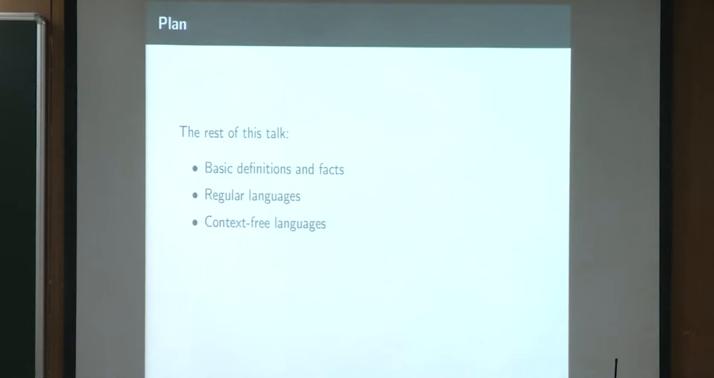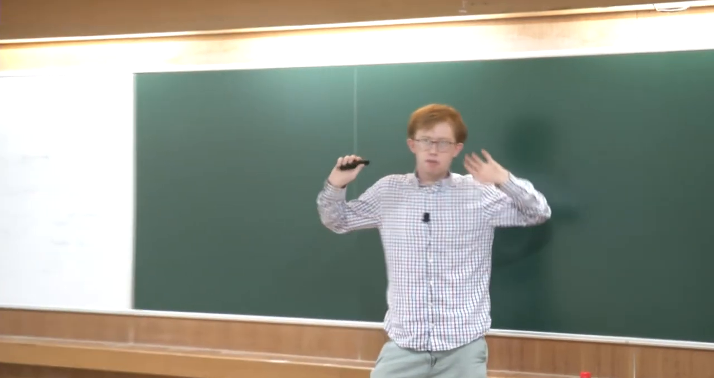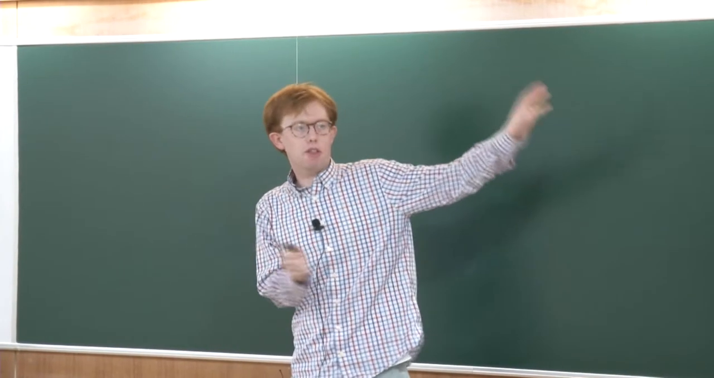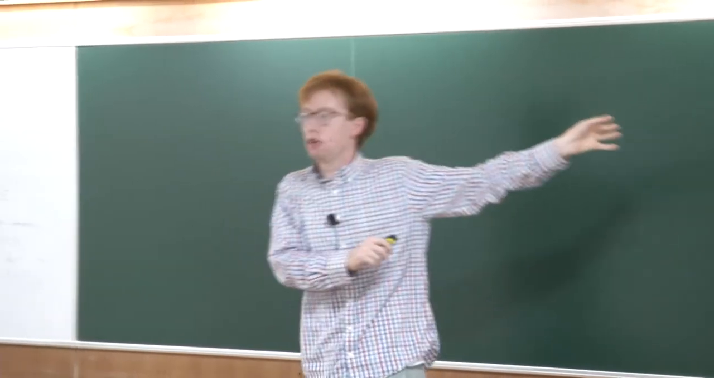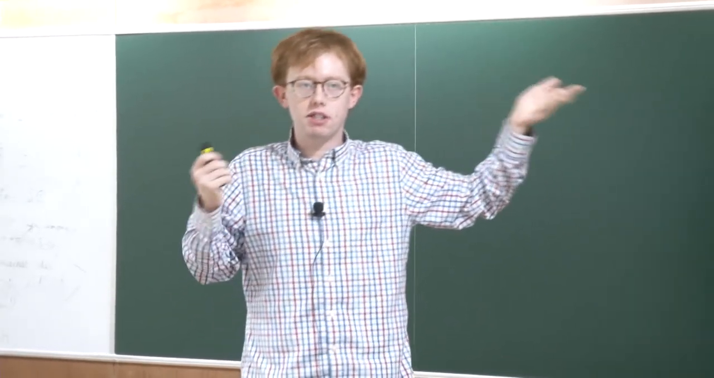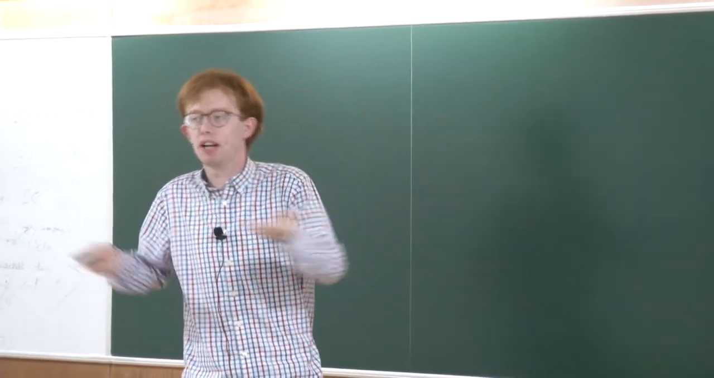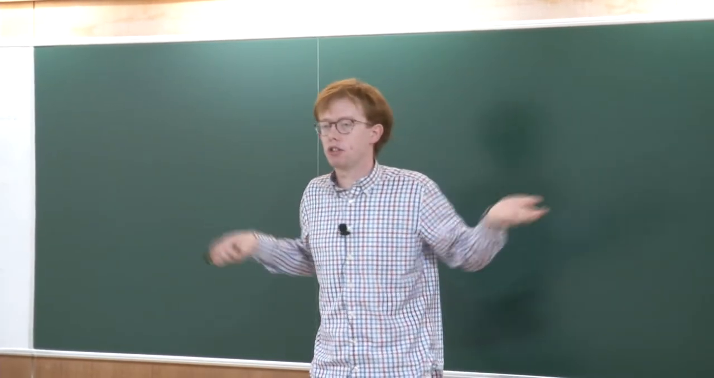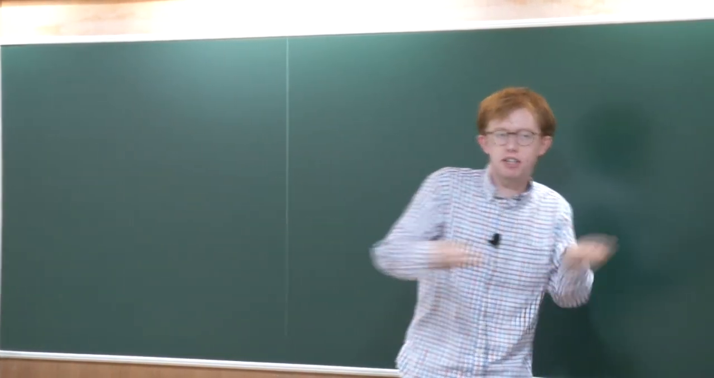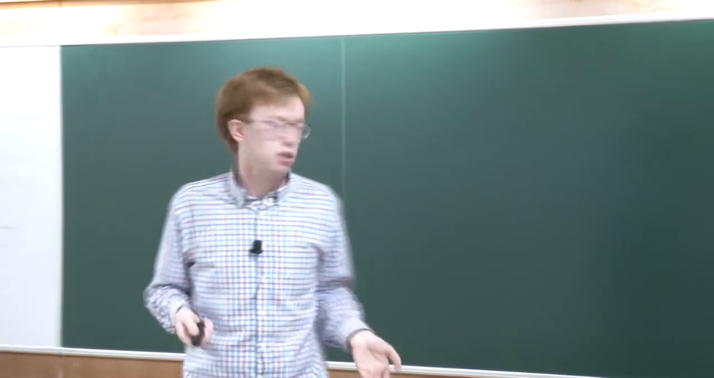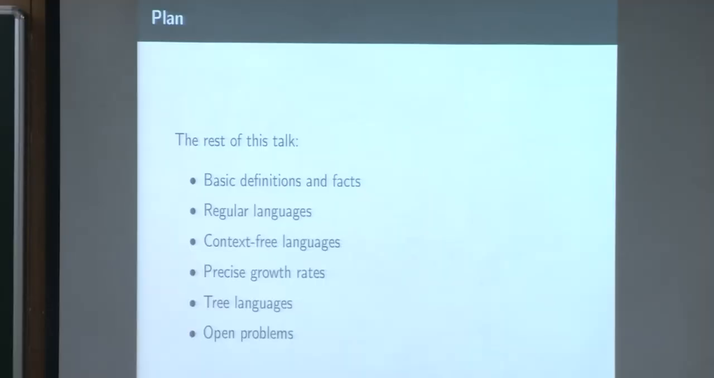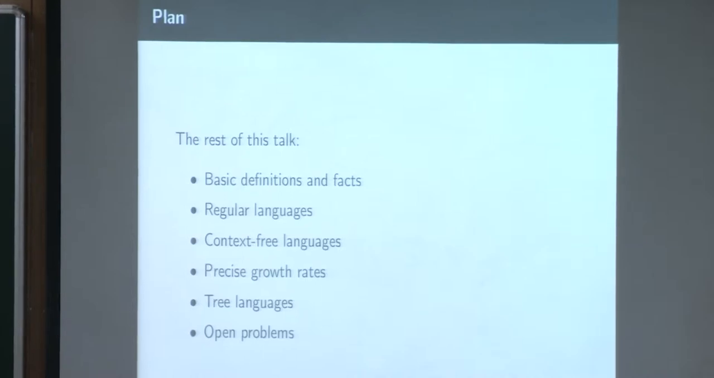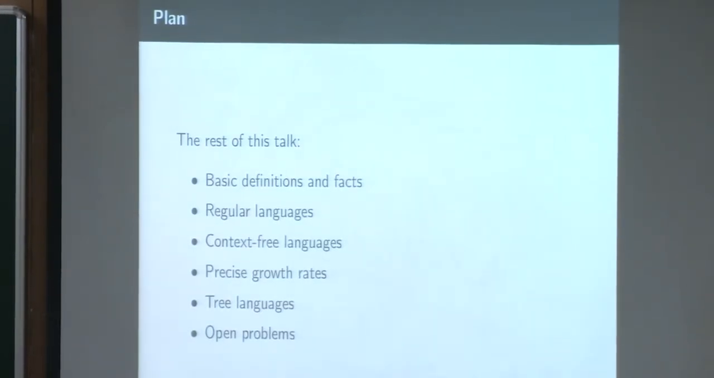Then I'll talk about, well, maybe, we saw that the big thing for language growth was there's a dichotomy between polynomial and exponential, and we'll see the same thing for antichains, but maybe you want to know more. Maybe you don't want to know it's polynomial, you want to know is it n squared or n cubed or whatever. So we'll talk a bit about that. There's a similar thing for tree languages, which I probably won't have time to talk about very much. And then one of the nicest things about this is that there are lots of quite appealing open problems, so I'll talk about those as well.